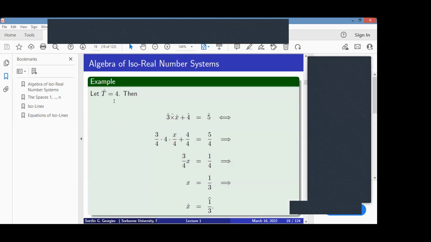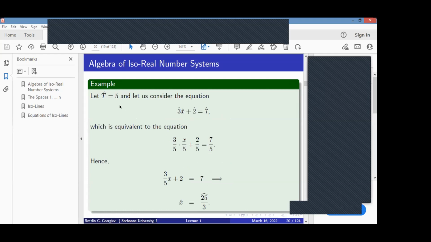If we take the isotopic element to be equal to 4, and consider this equation, then the solution of this equation is x equal to 1/3, and the corresponding solution is 1/12. If we take as isotopic element T̂ to be equal to 5 and consider this equation, here the multiplication is the standard multiplication. In the previous example, we had iso multiplication. Here is the classical multiplication.